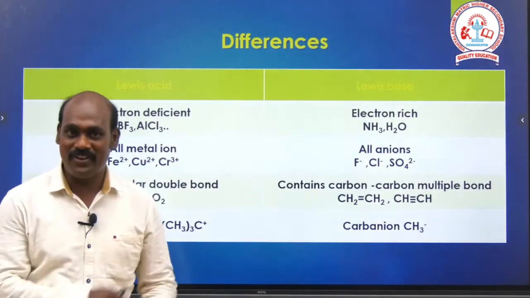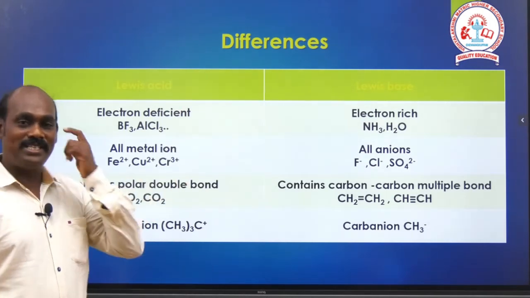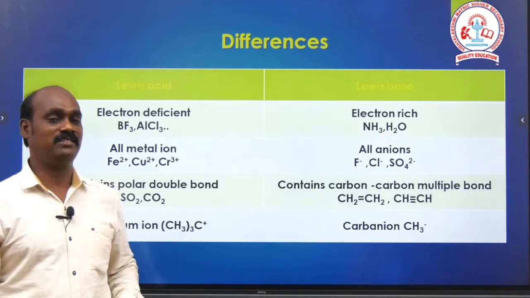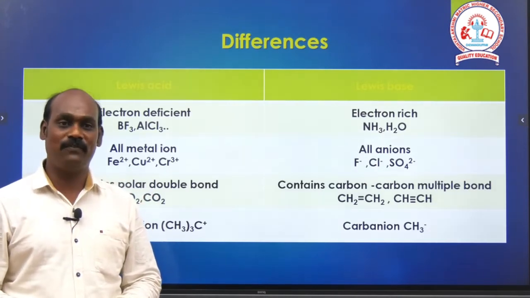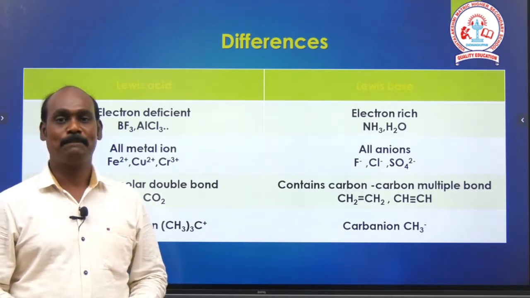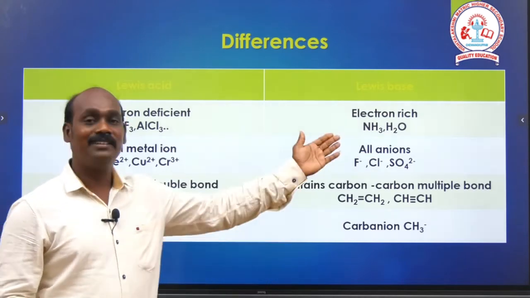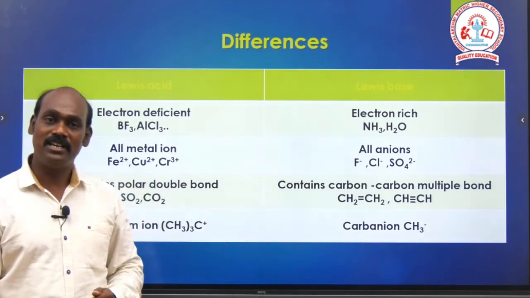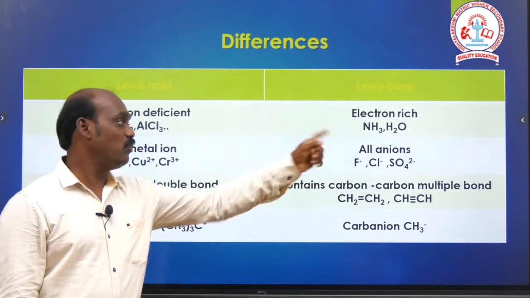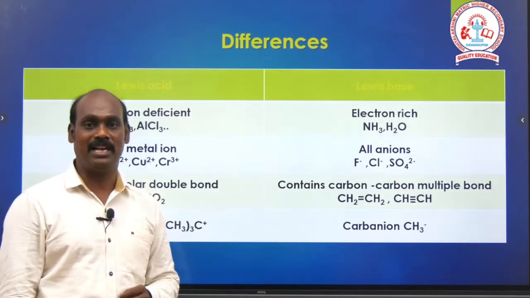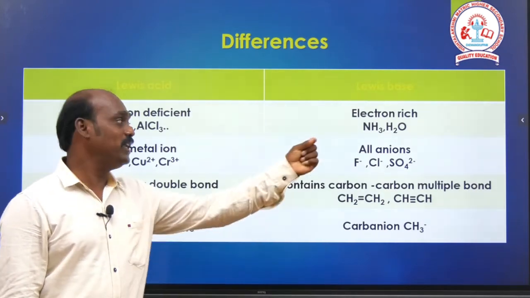So then, what are the differences between Lewis acid and Lewis base? I already told you, Lewis acids are electron deficient. For example, boron trifluoride and aluminum chloride are examples of electron deficient molecules. And what about Lewis base? Electron rich molecules are called Lewis bases. So ammonia already has one lone pair of electrons, and water also has two lone pairs of electrons. So these are electron rich species, they belong to Lewis bases.